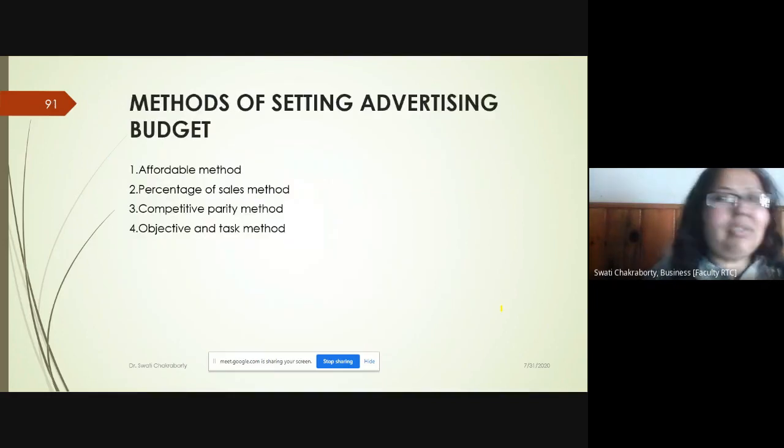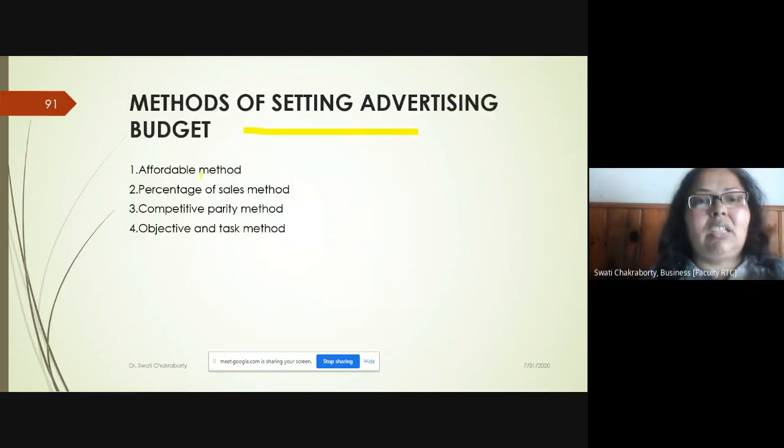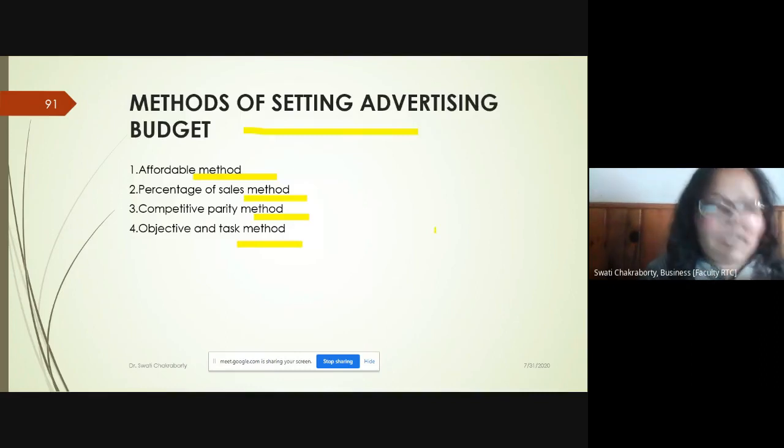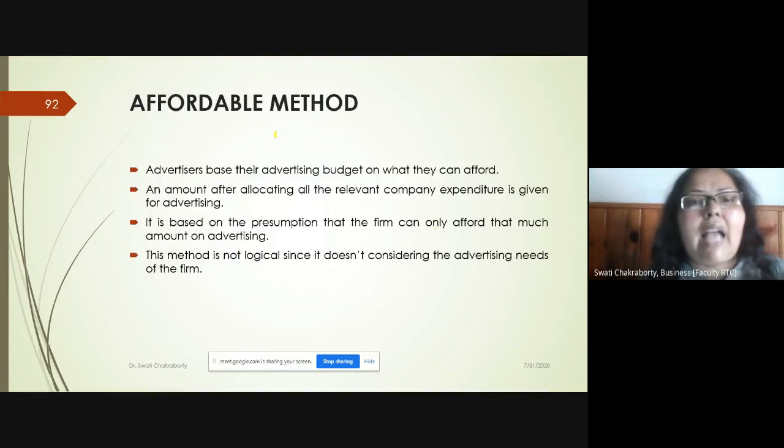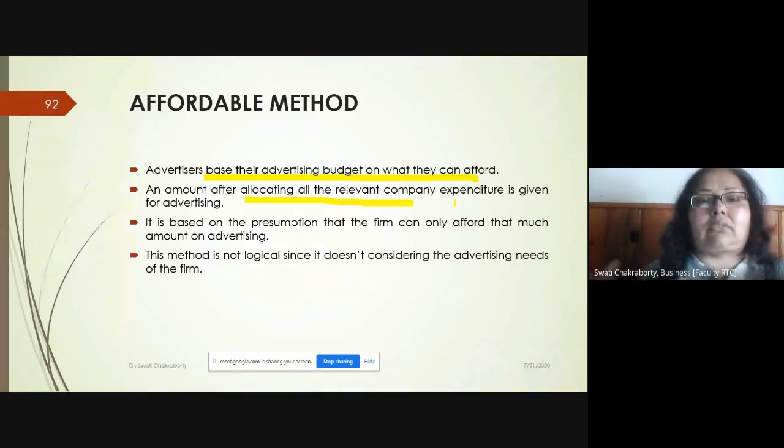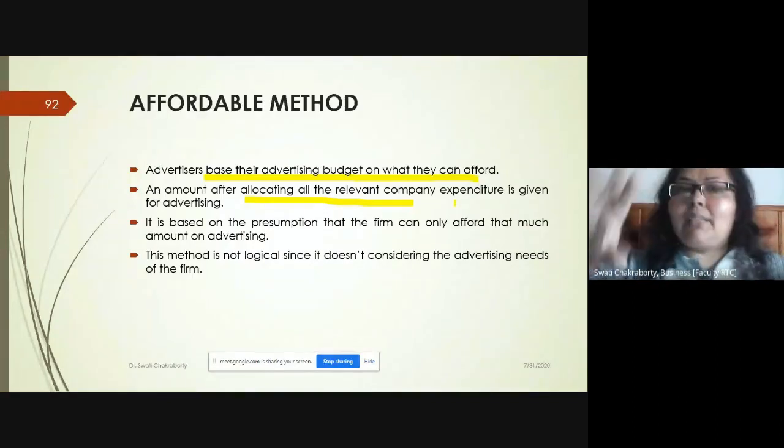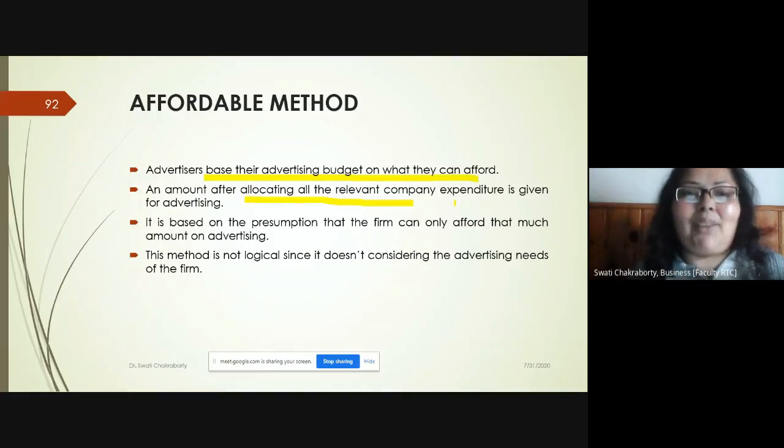So, the methods of setting advertising budgets. What are the methods? Affordable, percentage of sales method, competitive parity, objective and task method. Let's go into details of this. Affordable method. Advertisers base their advertising budget on what they can afford. Affordable comes from the word afford, how much they can afford, an amount after allocating the relevant company expenditure is given to advertising. After meeting all the company's expenditure, what is there, that comes to advertising.